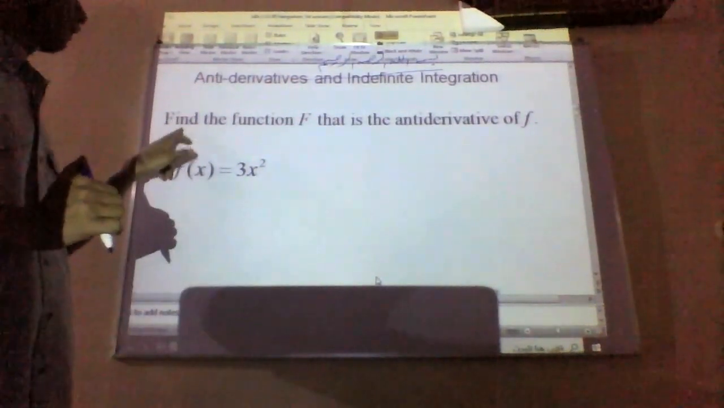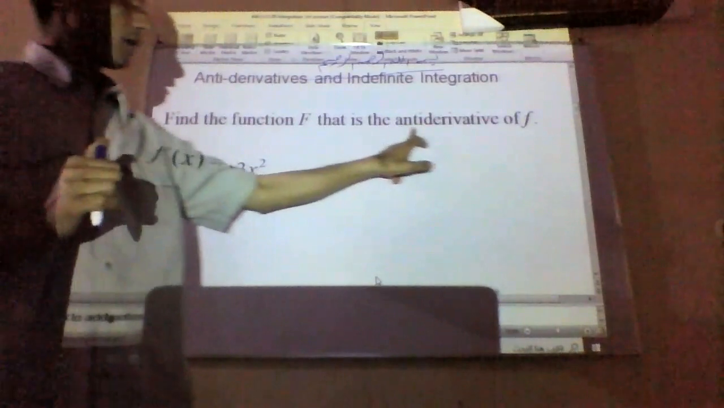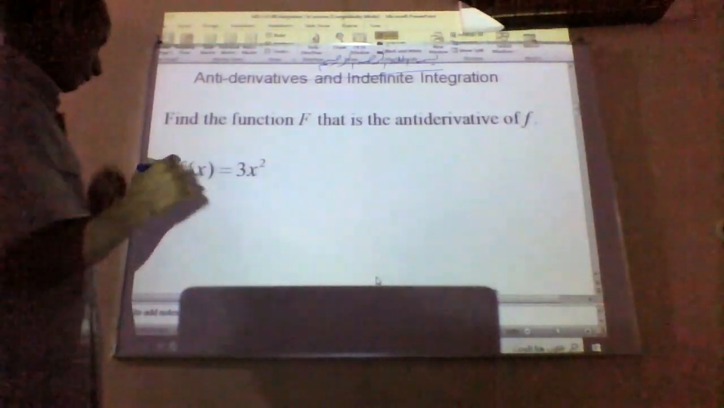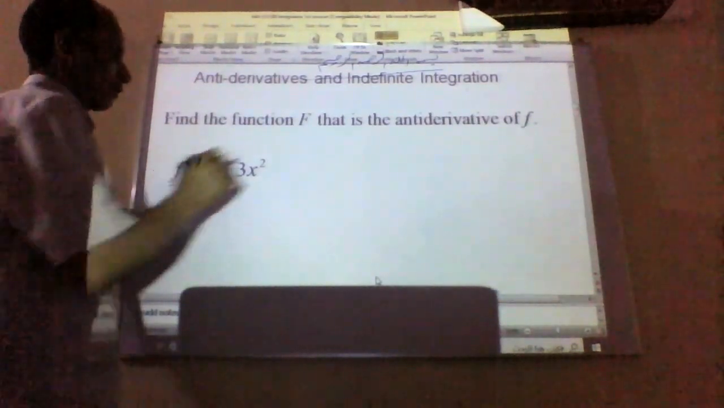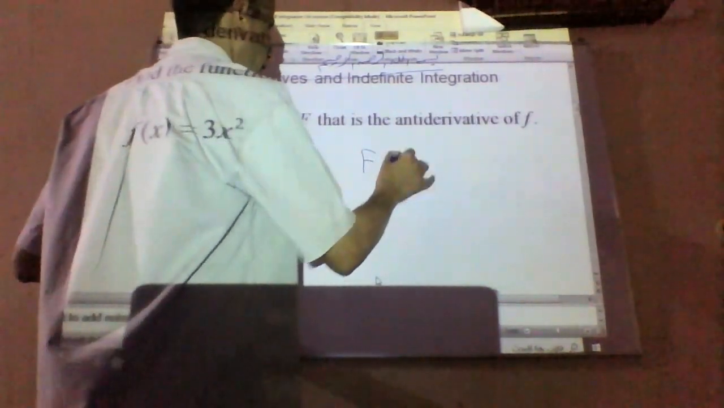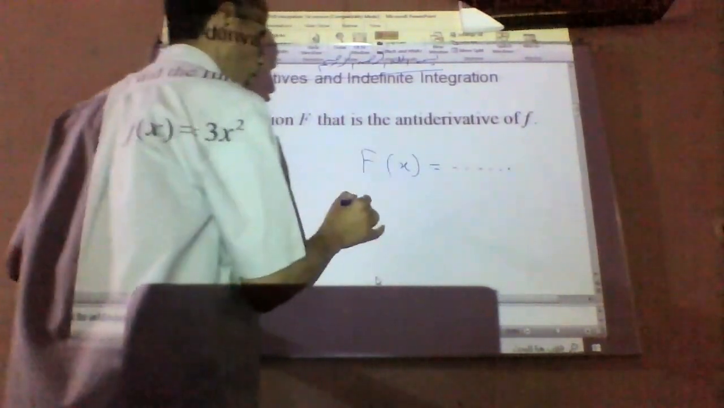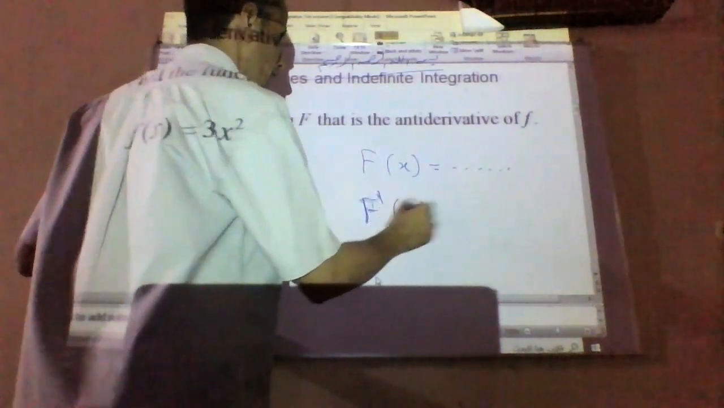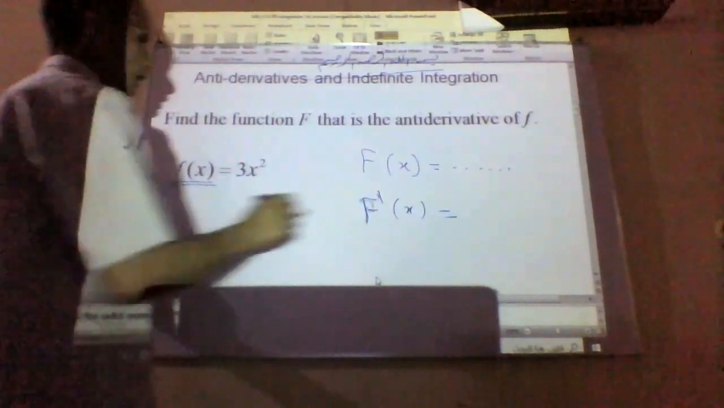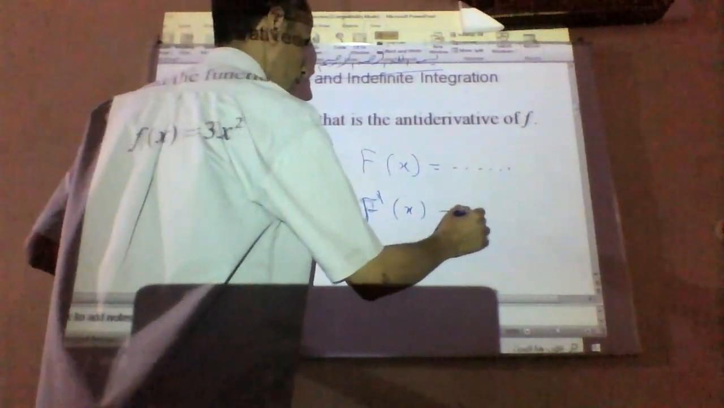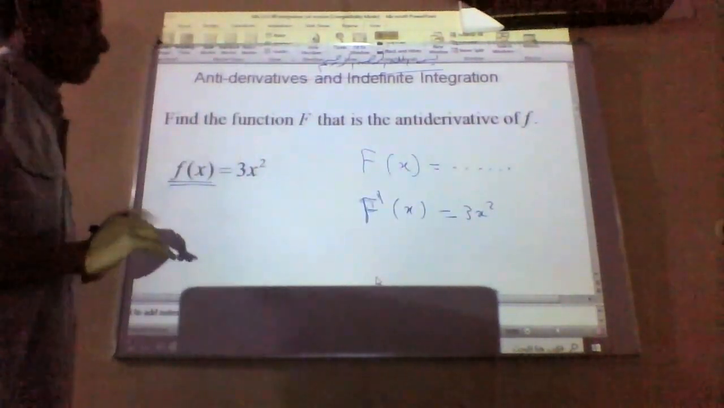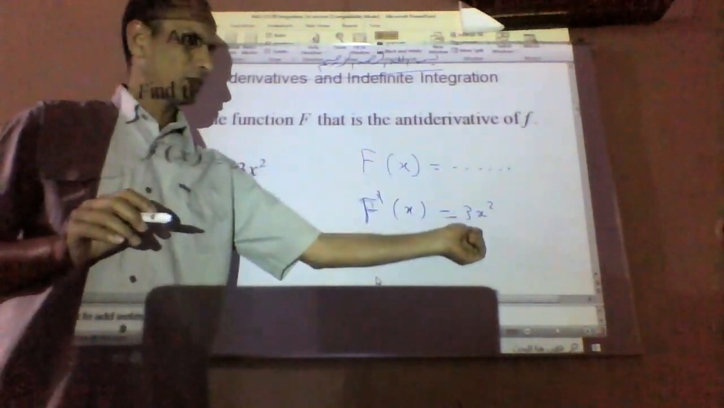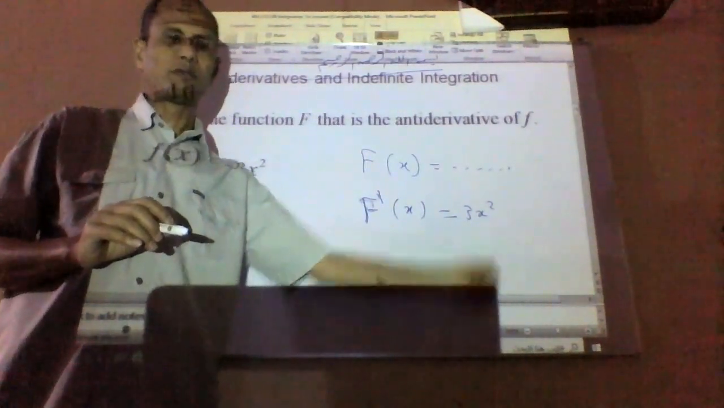Another example: find the function F that is the antiderivative of f of x equal 3x squared. f of x equal 3x squared. We want to find a function F of x whose first derivative, capital F dash of x, equals this function 3x squared. What is the function which, if we differentiate, we will get 3x squared?